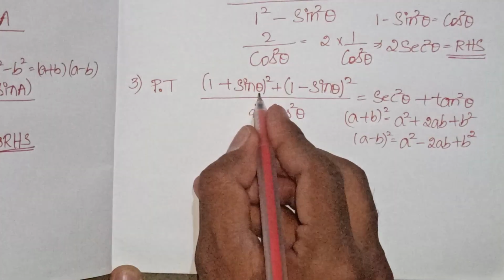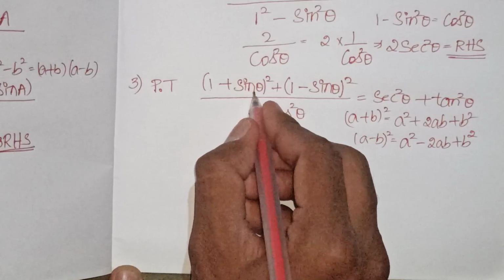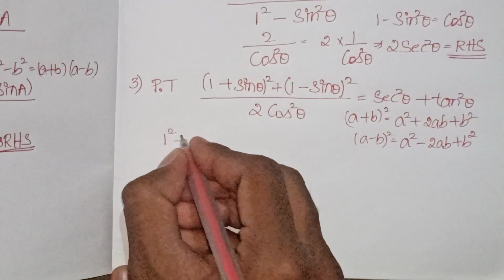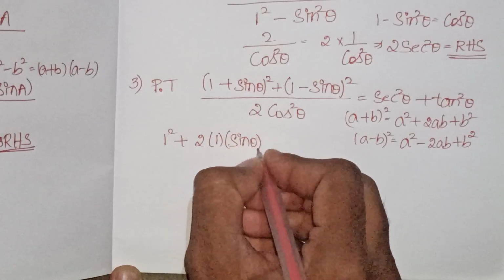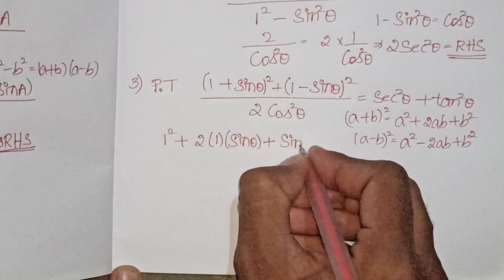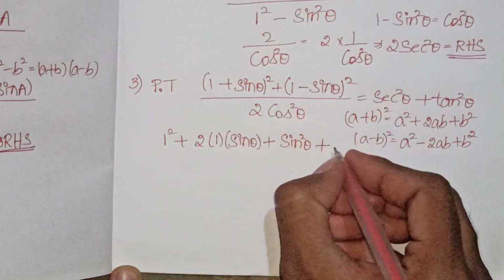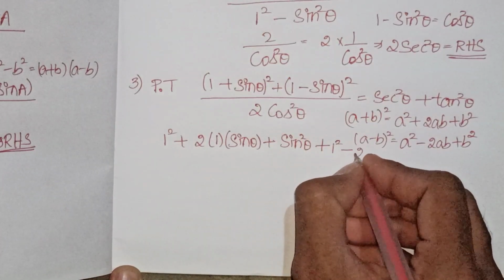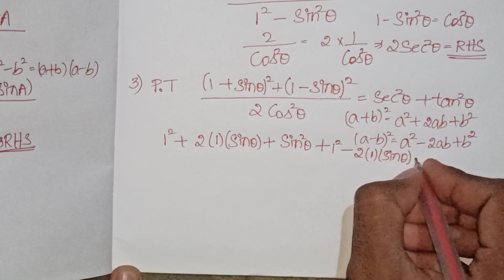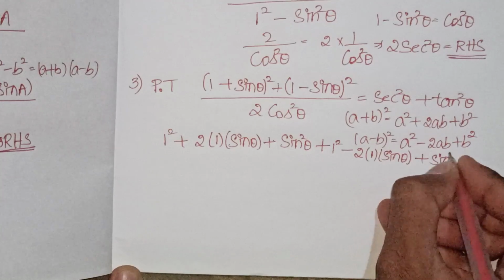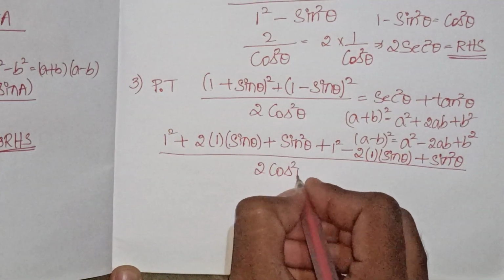So 1 plus sin theta whole square, it is in the form of a plus b whole square. A is 1 and b is equal to sin theta. Therefore, it can be written as a square plus 2 into a into b plus b square, it is 1 plus 2 sin theta plus sin square theta, plus a minus b whole square, a square minus 2ab plus b square whole divided by 2 cos square theta.